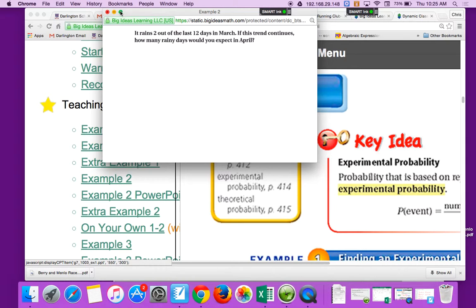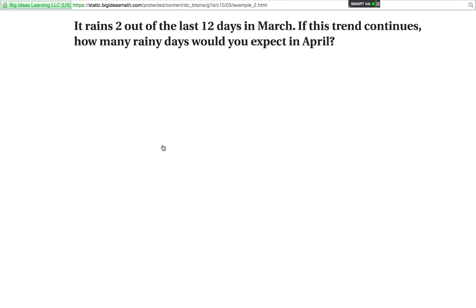Example 2. It rains 2 out of the last 12 days in March. If this trend continues, how many rainy days would you expect in April? It rains 2 out of the last 12. So what ratio does that give you? 1/6. One day every 6 days, it's going to be raining.